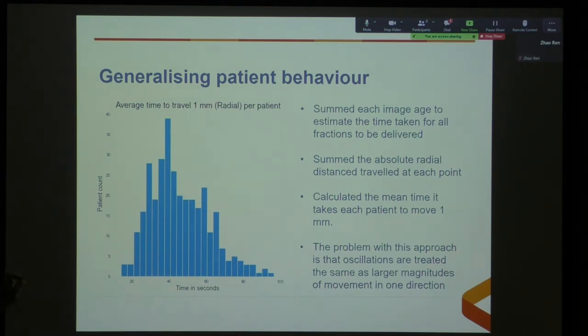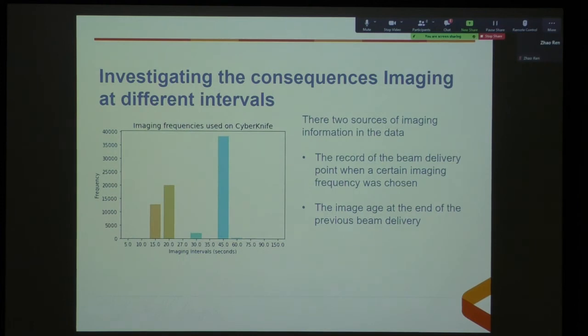This is good. However, the problem with this approach is that it calculates the total radial distance and the entire time of the treatment. It doesn't treat oscillations, which may be really small, and large shifts in one direction differently. That's giving me the same result, it could be completely made up of a patient that's just oscillating in a very small magnitude. So interesting to look at, however, moving forward, I need to look at a little bit more detail.